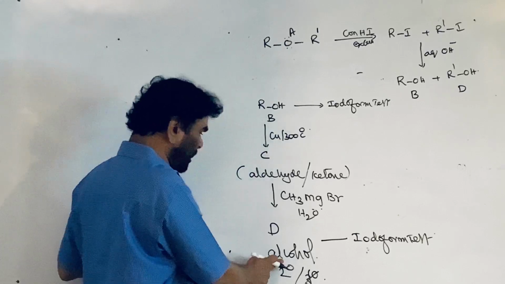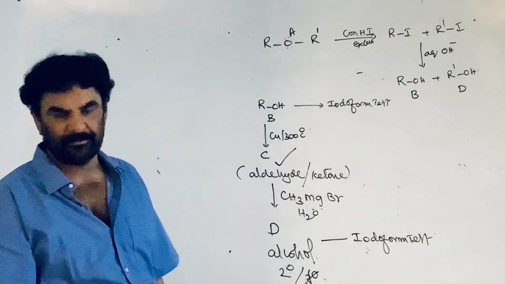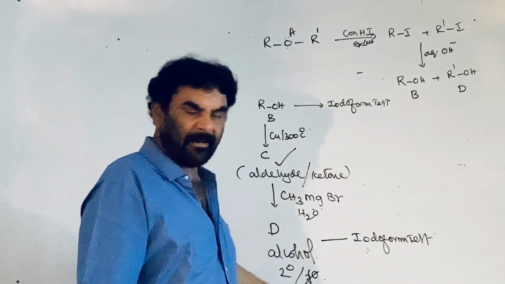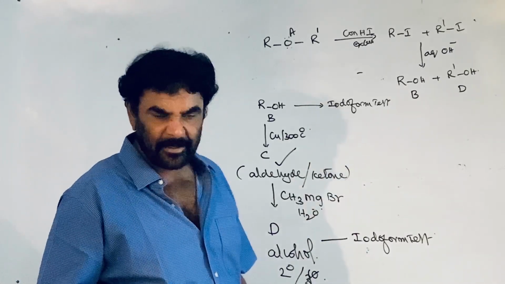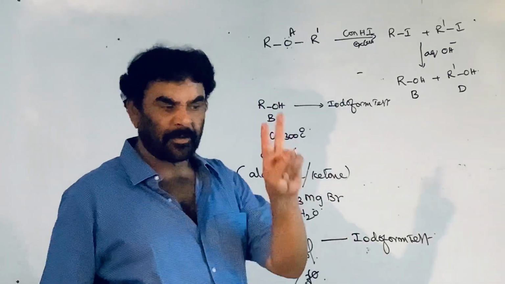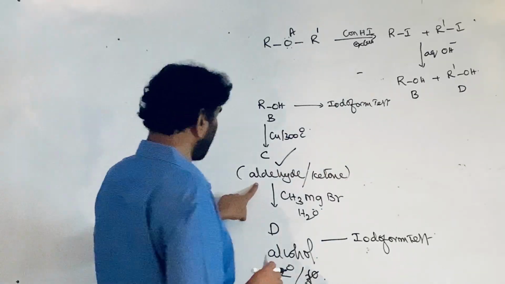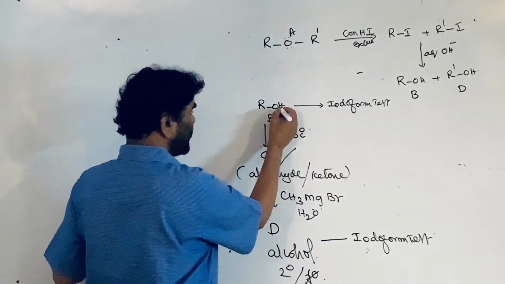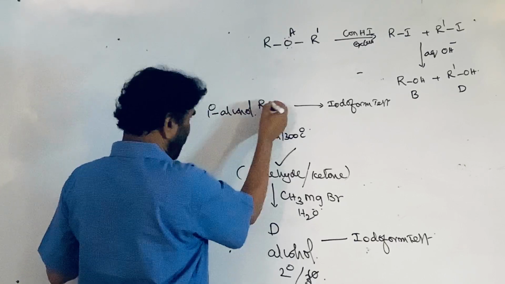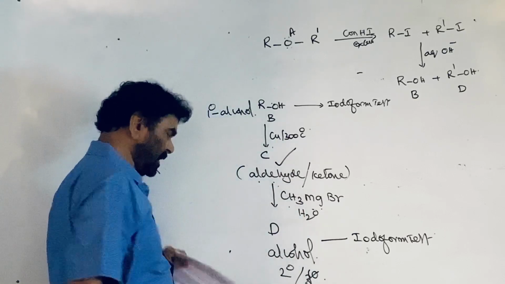If it is a secondary alcohol, then this must be the aldehyde. Aldehydes on reaction with the Grignard reagent produce the 2-degree alcohols. Aldehyde to 2 degree. If it is the aldehyde, this must be the 1-degree alcohol, primary alcohol. Primary alcohol on oxidation gives the aldehyde, aldehyde on reaction with the Grignard reagent gives the secondary alcohol.